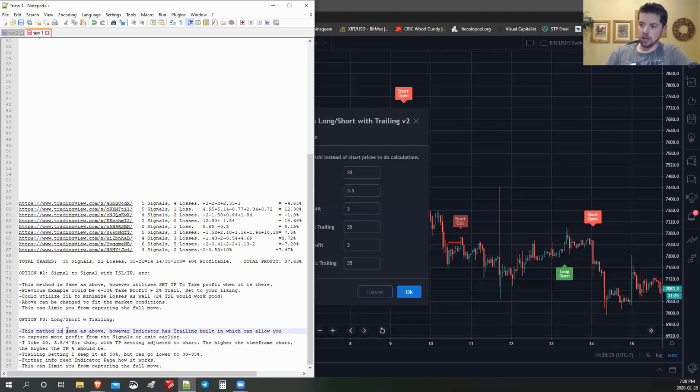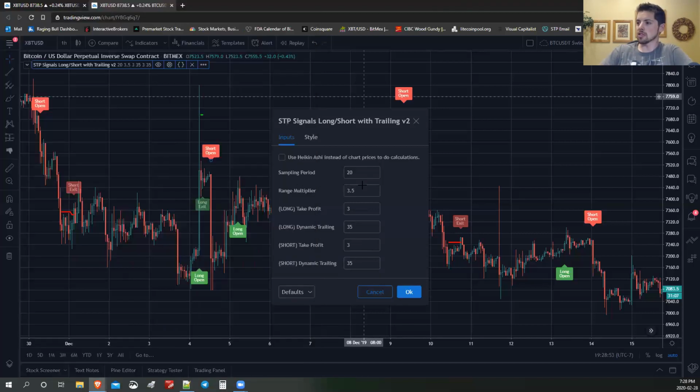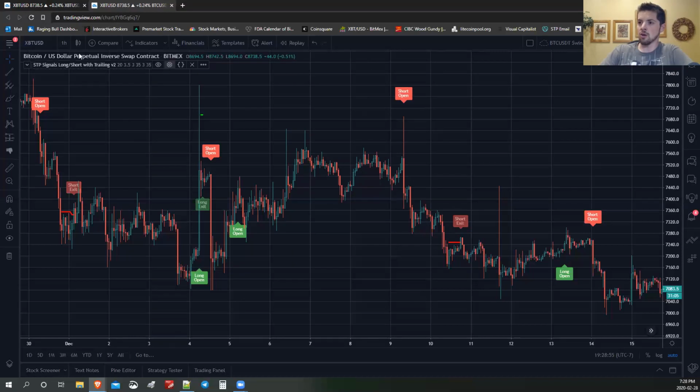However, the indicator has trailing built in, which can allow you to capture more profit from the signals or exit earlier. I personally like 20 and 3.5 or 4 for this on the chart with the take profit setting adjusted to the chart. General note, the higher the time frame chart, the higher the take profit should be. Like if I look at this here, this is on the hourly, right?